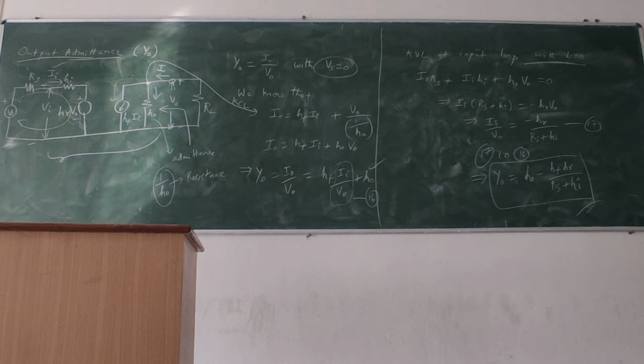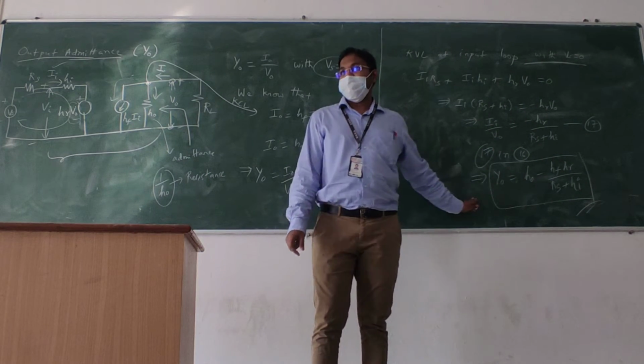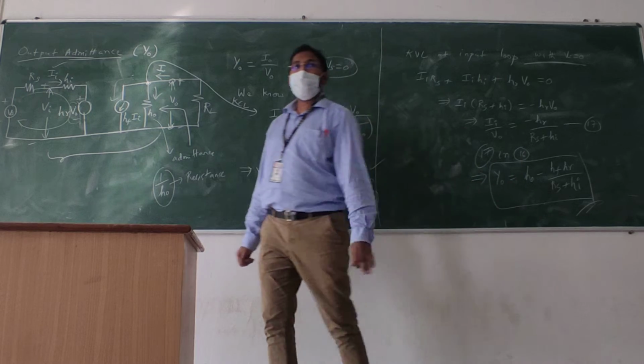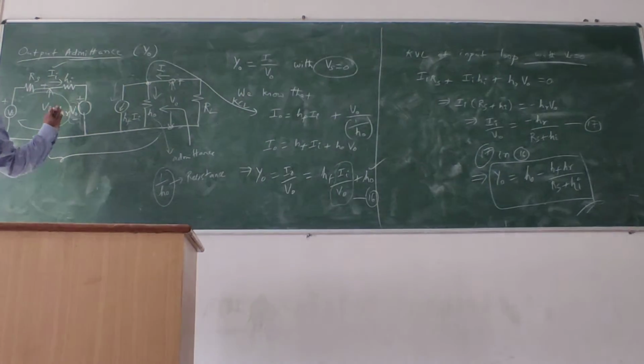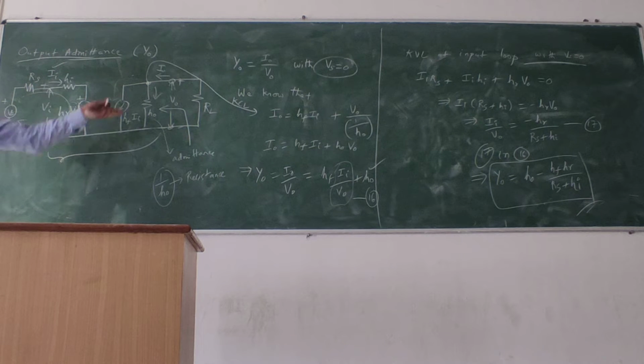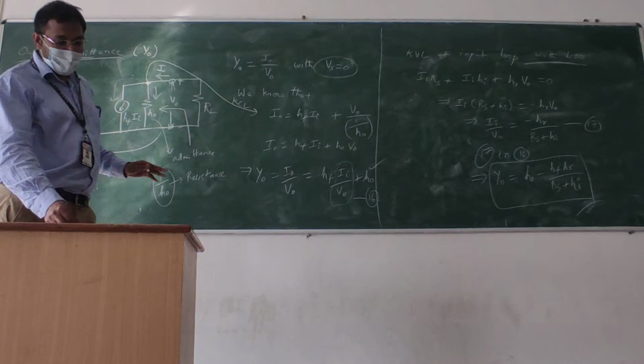So this is the standard method. For any circuit to find output admittance or output resistance, suppose the question is asked for output resistance, 1 by Y naught will do. Okay? 1 by Y naught is the output resistance. Now this is valid for a transistor in general.